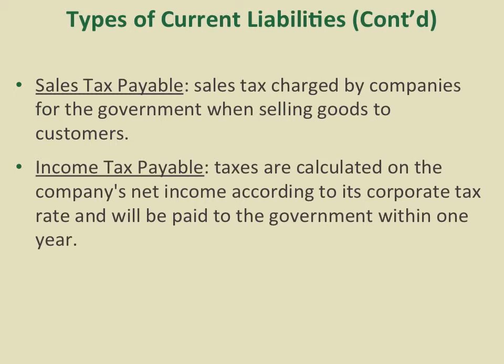This is a tax charged by companies for the government when selling goods to the customers. So they collect it from the customers, and then later they're going to transfer these funds to the government. Number 7, which is the last one, income tax payable. This is a tax charged on the company's net income according to its corporate tax rate and will be paid to the government within 1 year. So this is a current liability also.